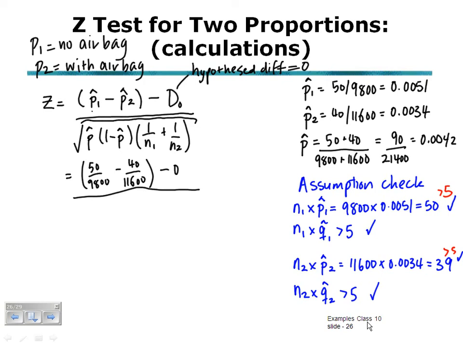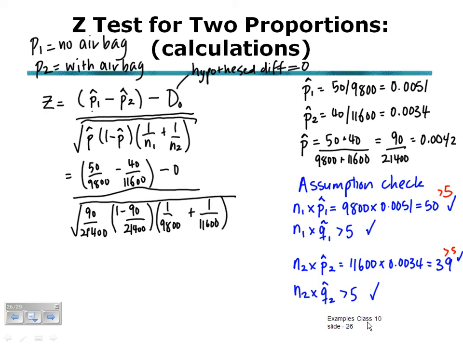And we're dividing here by that pooled proportion, which is 90 divided by 21,400, multiplied by 1 minus that value, 1 minus 90 over 21,400, multiplied also by 1 over sample size 1, 1 over 9,800, plus 1 over sample size 2, that's 11,600. And, of course, that calculation, product of those three things, we'll just put the numbers down here.